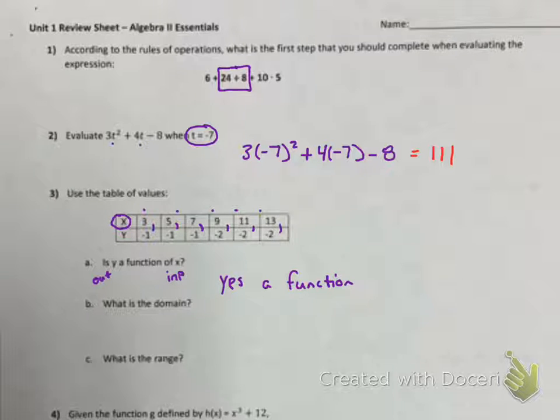The second part of this asks, what is the domain? Well, the domain is our input values. So based on the previous question, it's going to be the x values. So 3, 5, 7, 9, 11, and 13. The next part of this says, what is the range? Well, the range would be your output values. So -1 and -2. Remember, if it's repeated, you only have to list it once.